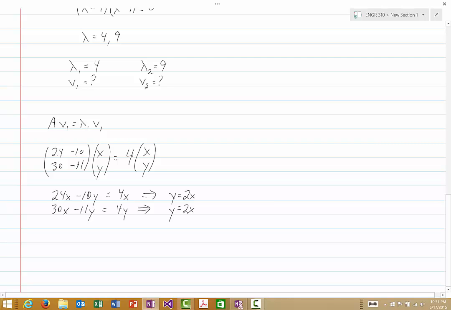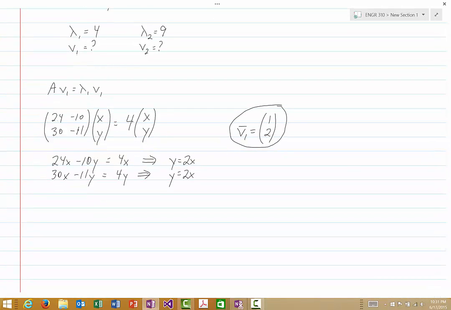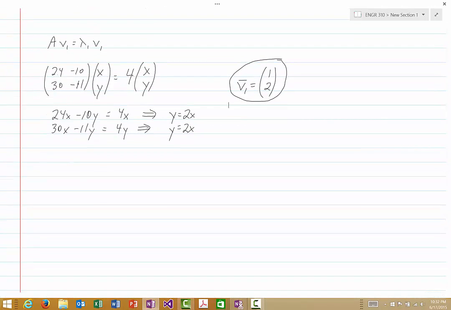And therefore we can choose V1 equal to (1, 2). Of course, you could easily check and make sure that this really is an eigenvector of A with associated eigenvalue of 4, but I'll leave that up to you. Now let's look for V2.